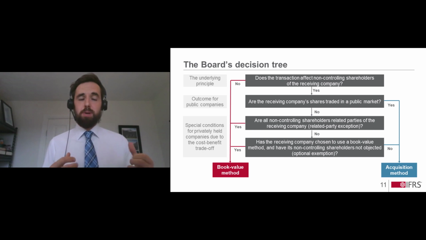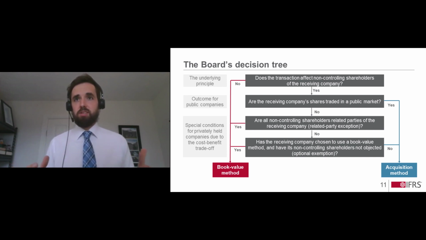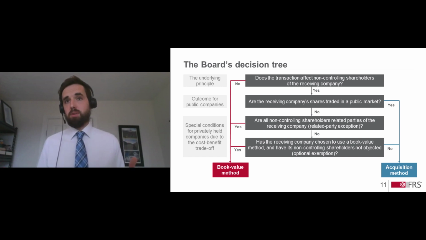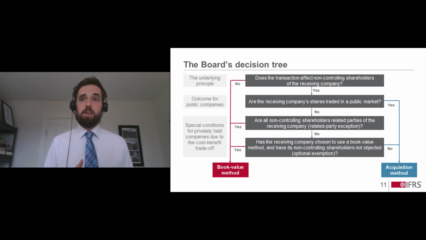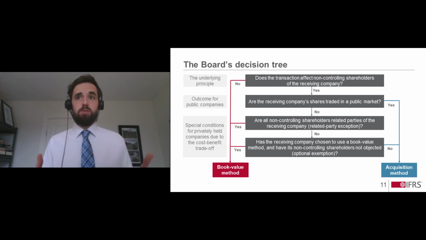In the board's view, the benefits of applying the acquisition method will likely justify the costs for public companies because the non-controlling interest is likely to be fairly significant, which is why the acquisition method would then apply. But when the receiving company is privately held, then the non-controlling interest in some cases could be very small. It could be held by the receiving company's related parties. And so sometimes the benefits of the acquisition method probably won't justify the costs. So for those reasons, there's an exception and an exemption for private companies in the flowchart as well.